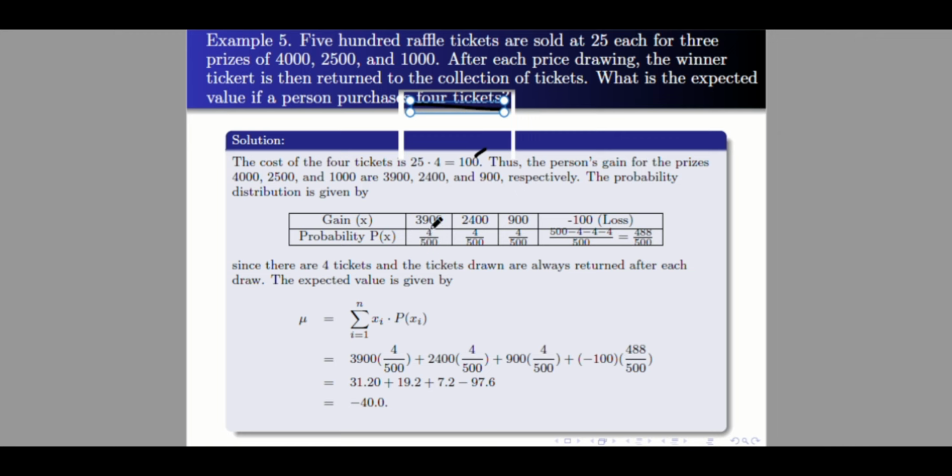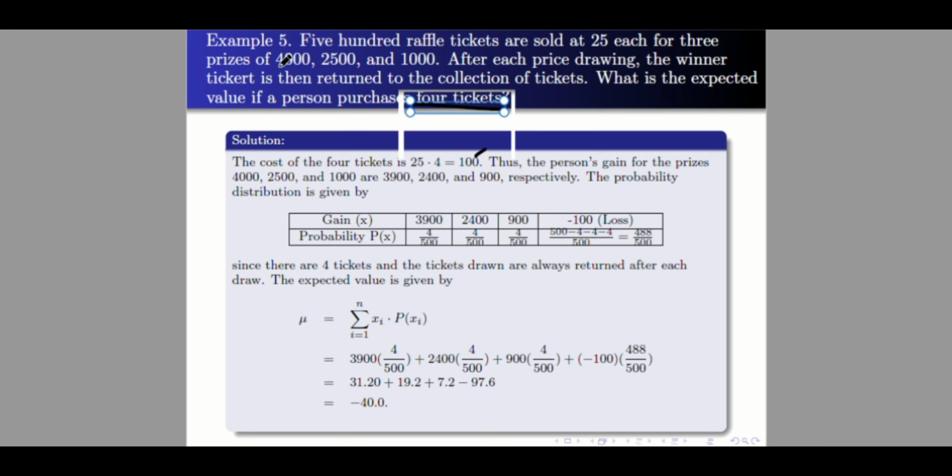And of course, if you cannot win these three, your loss is only 100 pesos, because you only paid 100 pesos. That is why we have a negative here, because it is a loss. Okay? Now let's go to the probability. Why is it 4? Because you bought 4 tickets.